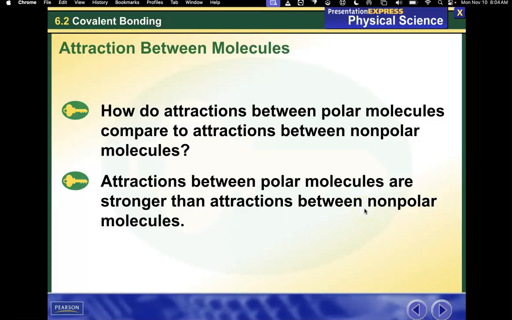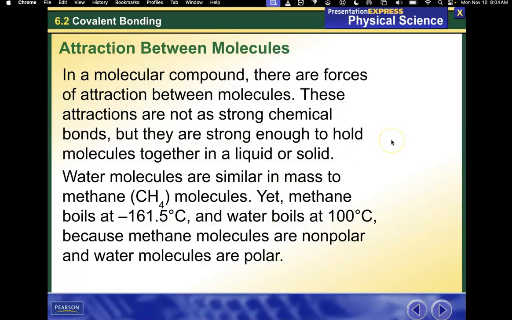How do attractions between polar molecules compare to attractions between nonpolar molecules? Attractions between polar molecules are stronger than attractions between nonpolar molecules. In a molecular compound, there are forces of attraction between molecules. These attractions are not as strong as chemical bonds, but they are strong enough to hold molecules together in a liquid or solid. Water molecules are similar in mass to methane, yet methane boils at a very low negative temperature in degrees Celsius, while water has to go all the way up to 100 degrees Celsius, because methane molecules are nonpolar and water molecules are polar.